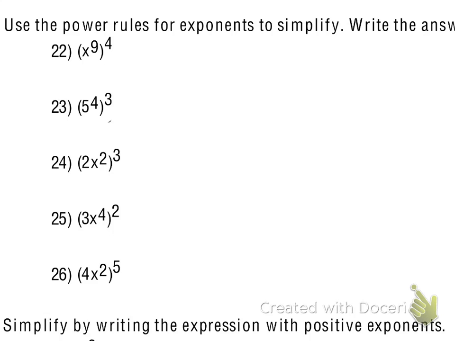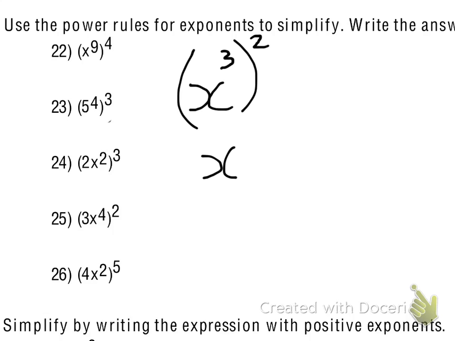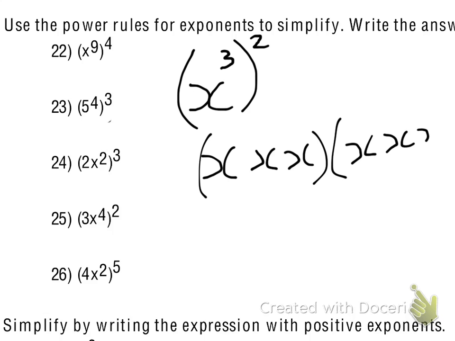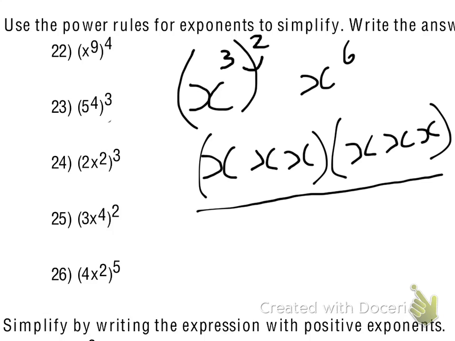I think I need to show some, again, with smaller numbers. How about this? X cubed all squared. Okay? Right, so what I have here is an x cubed, and I'm squaring it, so multiply it by another x cubed. Can you see there's 6 here? The shortcut is you just multiply those two. 3 times 2 is 6. That's it. Inside, outside, multiply.